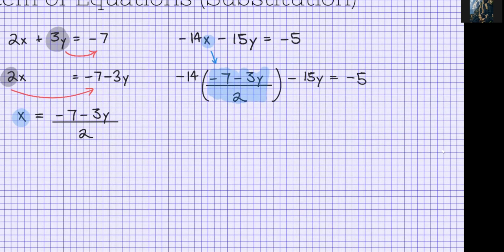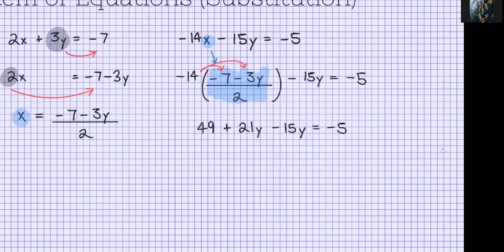So now we'll apply the distributive property. -14 times -7 divided by 2 will be 49. Now -14 times -3y divided by 2 will be 21y. And this will be minus 15y equals -5.